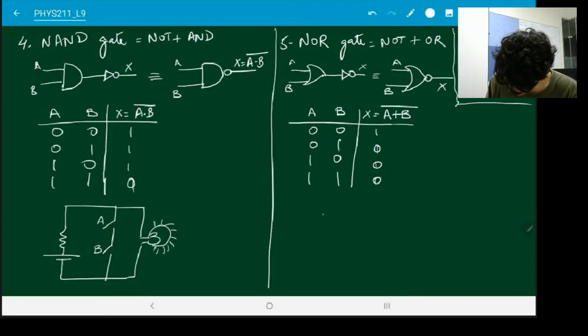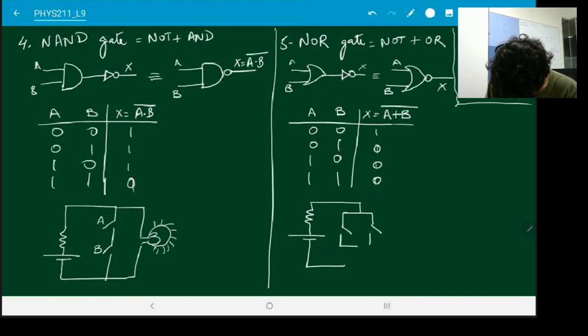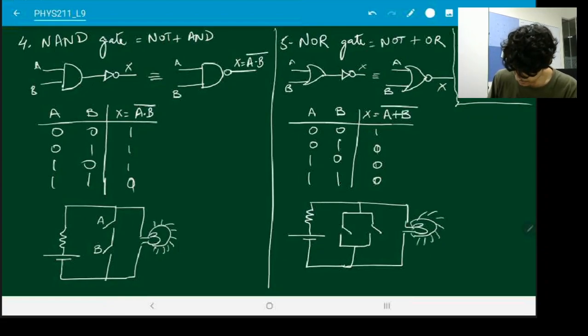And the circuit for this might look something like this. So if either A or B is closed, or if it's 1, then the bulb will not light up. If you want the bulb to light up, both A and B have to be open switches, or both have to be 0. So that's the NOR gate.